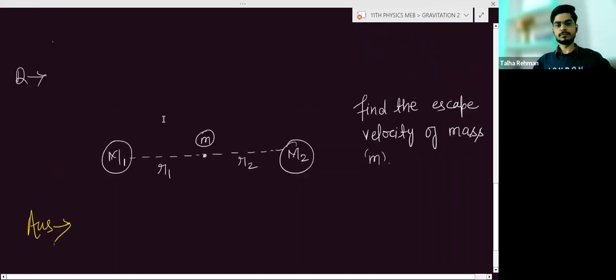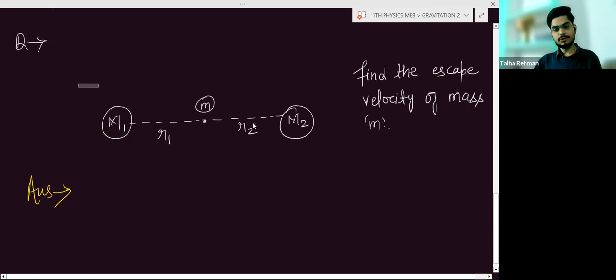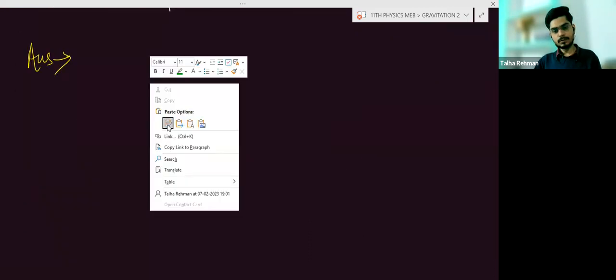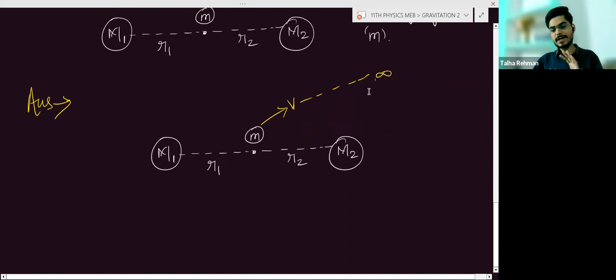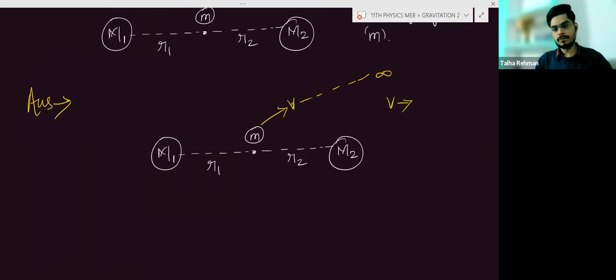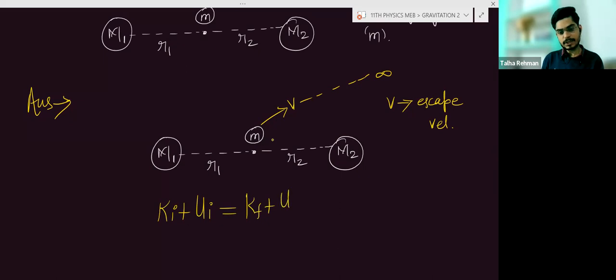So how will we find it? In this case, again, we will apply the concept that the total energy of this mass for the escape velocity at infinity will become zero. Suppose this mass is thrown with a velocity V, and this mass will go to infinity. At infinity, the potential and kinetic energy, or total energy, of this mass will become zero, and this V is the escape velocity. So for this whole system, you will apply initial kinetic energy plus initial potential energy is equal to final kinetic energy plus final potential energy.